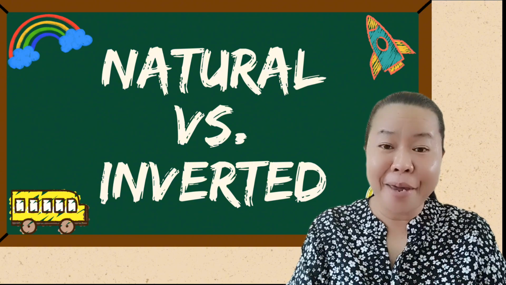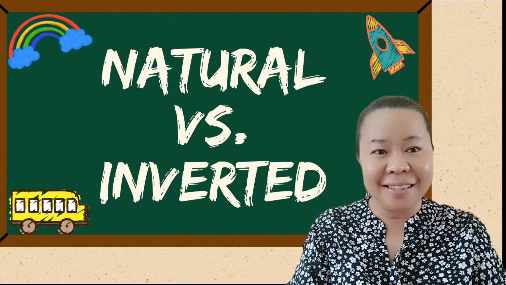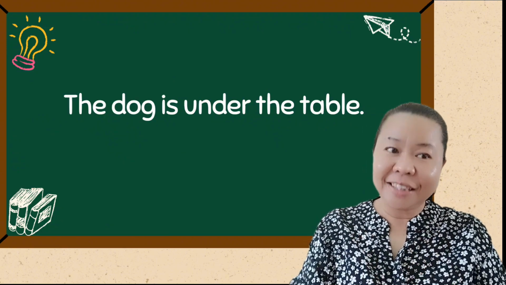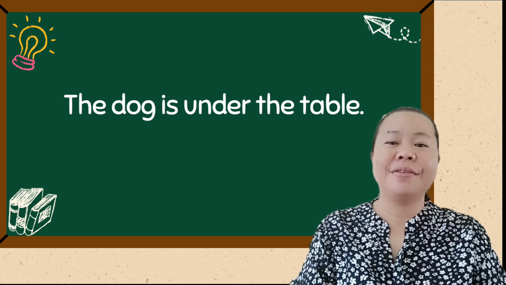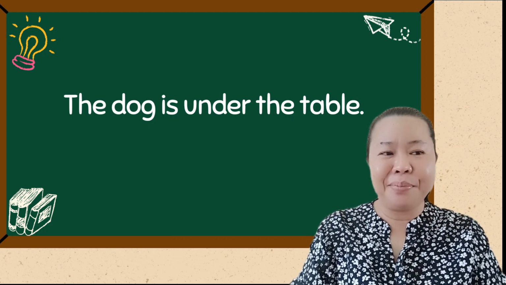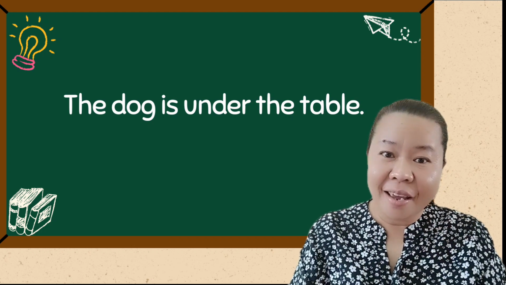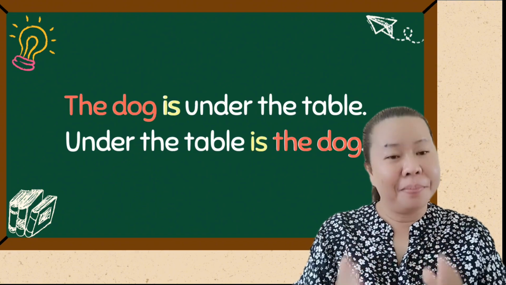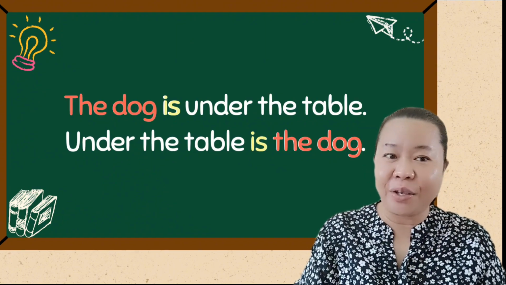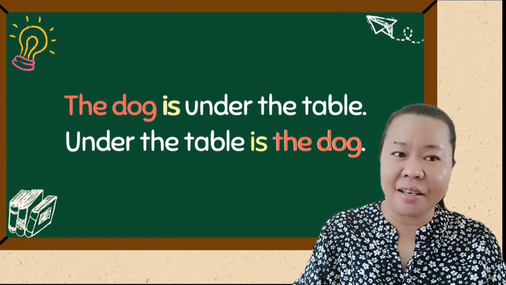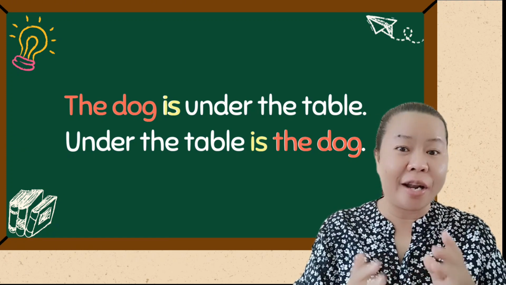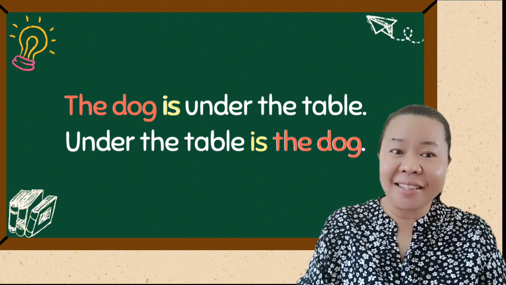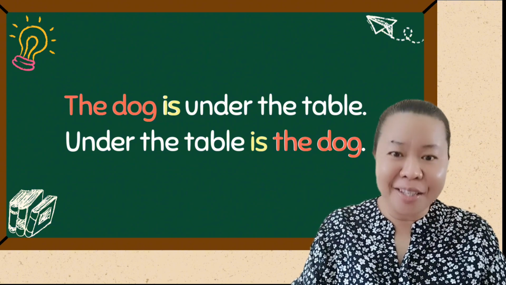Now, let's compare natural and inverted sentences. Here's a sentence in natural order. The dog is under the table. If we flip it, it becomes "Under the table is the dog." Both sentences need to have the correct subject and verb agreement. Whether the dog comes first or last, the verb stays the same because dog is singular.